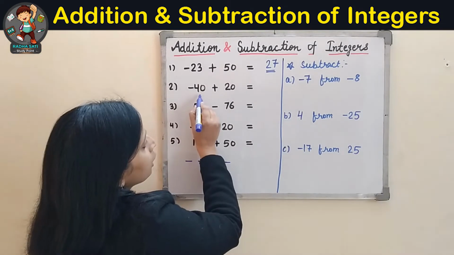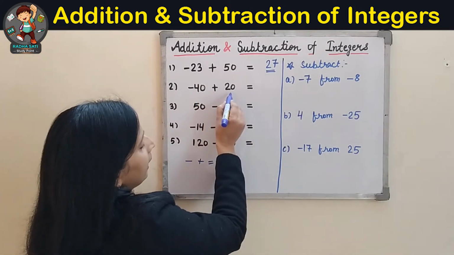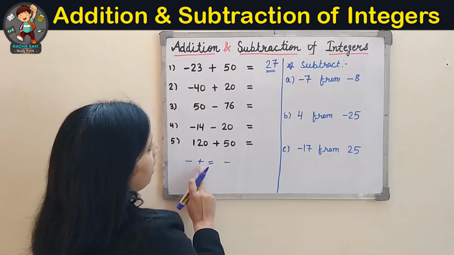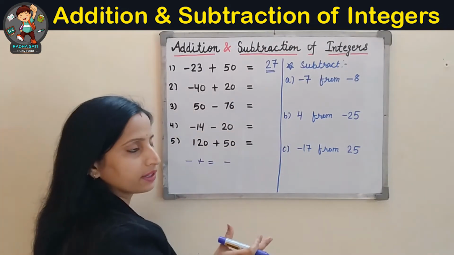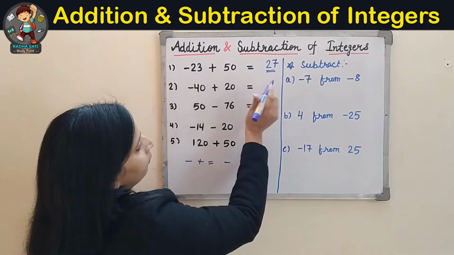Second one, minus 40 plus 20. So again minus plus minus. So first we will subtract 20 from 40. We will get 20.